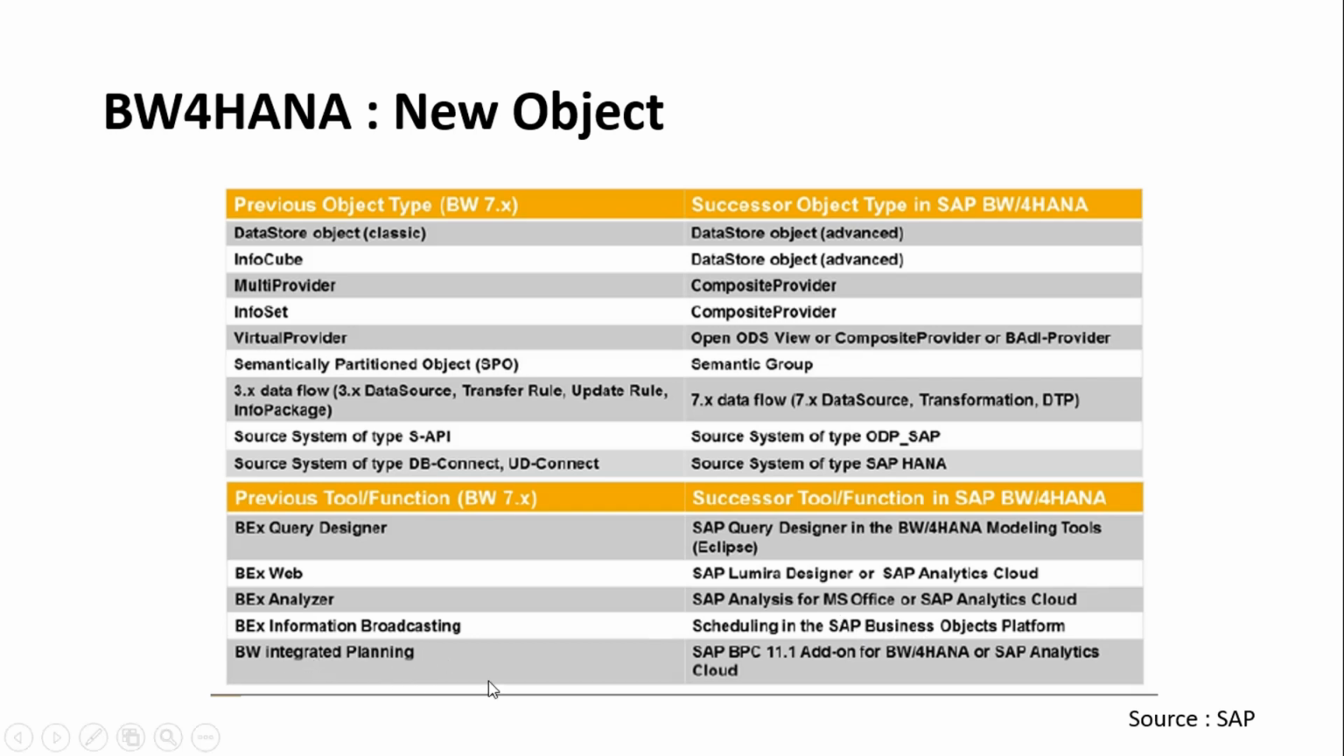SAP Integrated Planning has improved, and we now have the SAP BPC 11.1 add-on on top of BW4HANA. So you need an extra license for this if you want to use it on top of BW4HANA. So these are the main changes which have happened or which SAP has improved or replaced, and we'll be seeing most of these things in action when we go into actual hands-on sessions and see how it performs.